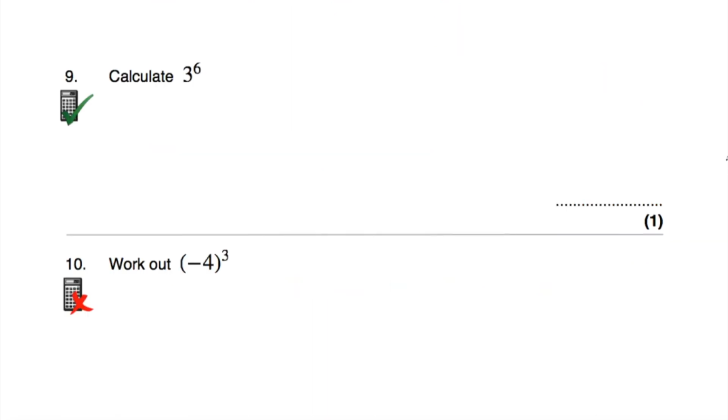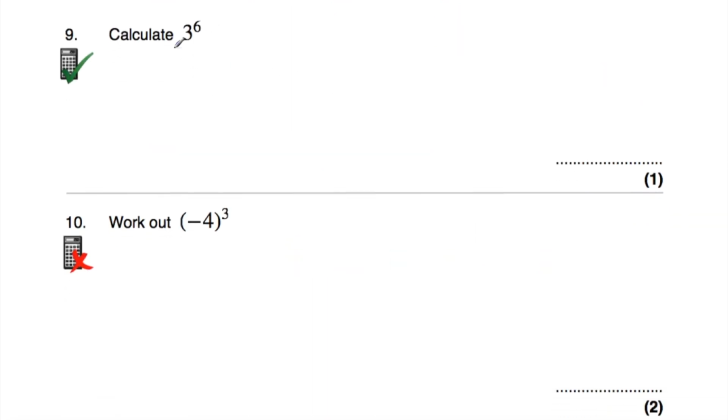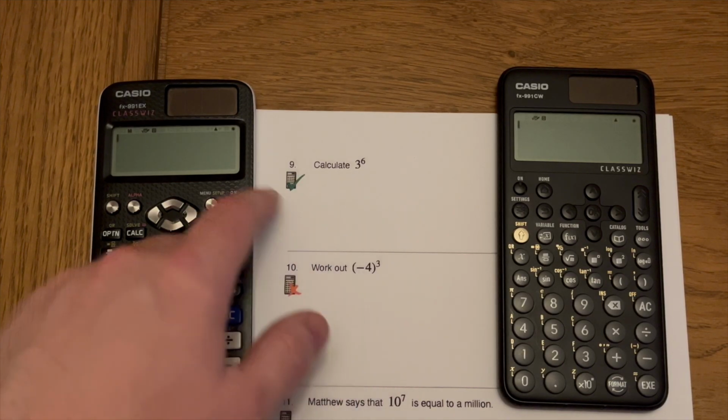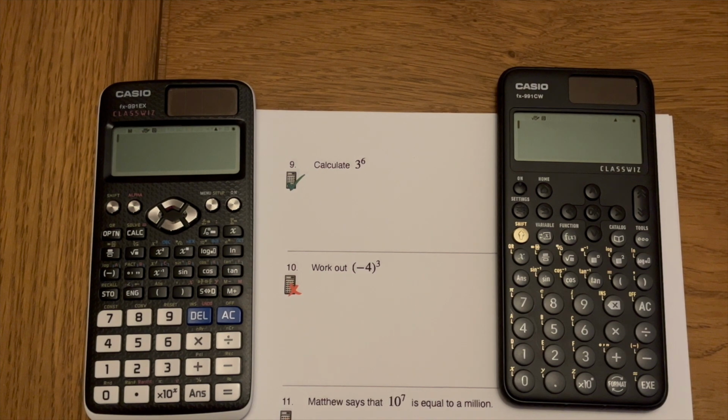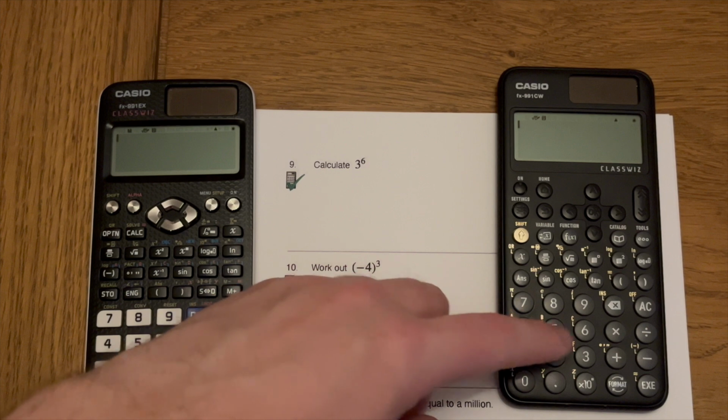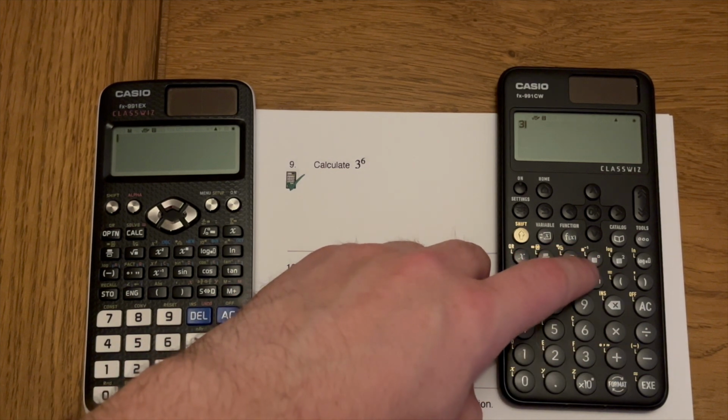Okay, let's have a look at our next question, question number 9. Question number 9 is a calculator question again. That's fantastic. Question number 9 says to calculate 3 to the power of 6. And it's a calculator question, so we don't need to work out 3 times 3 times 3 and so on. What we can do is just type into our calculator. So in this calculator, we're going to type in 3, and then we're going to press the power button, which is this one here.